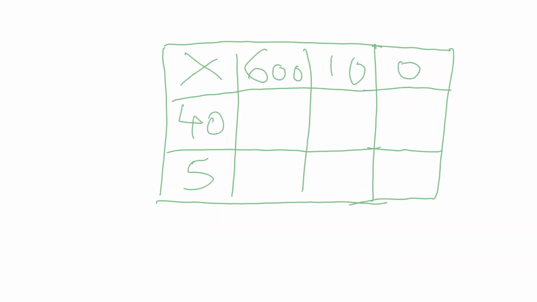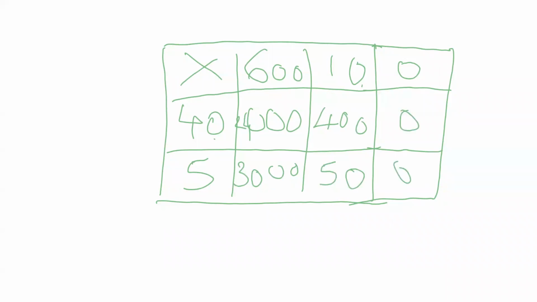Now 40 zeros are 0, 40 zeros are 0, 6 zeros are 0, 6 fours are 24. Next is 5 zeros are 0, 5 zeros are 0, 5 sixes are 30. So your answer is 3000. Next, 40 zeros are 0, 40 ones are 40. 5 zeros are 0, 5 ones are 5. 40 zeros are 0 and 5 zeros are 0.